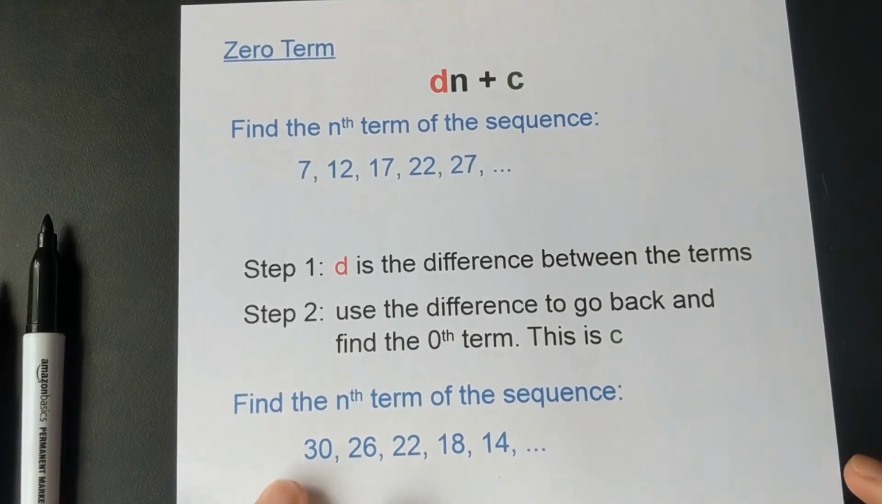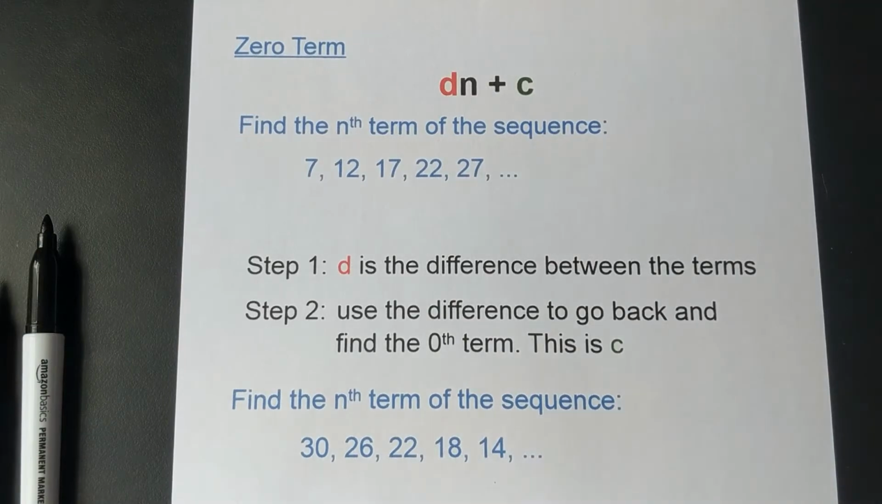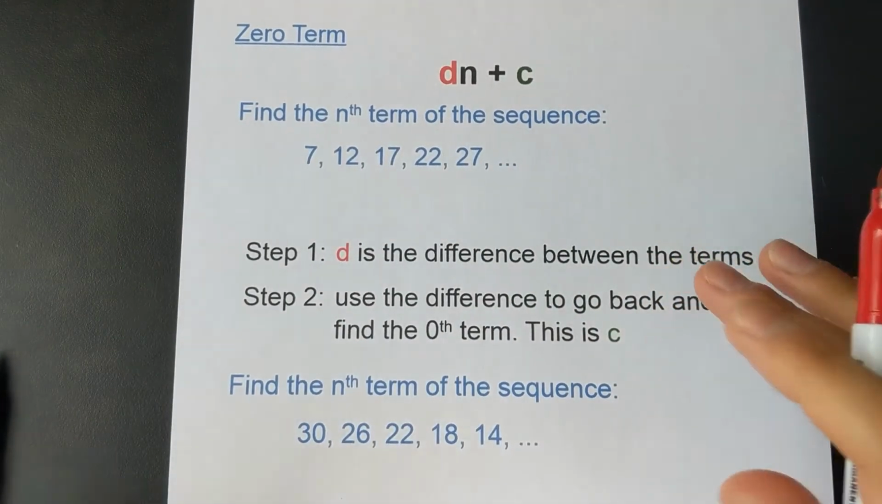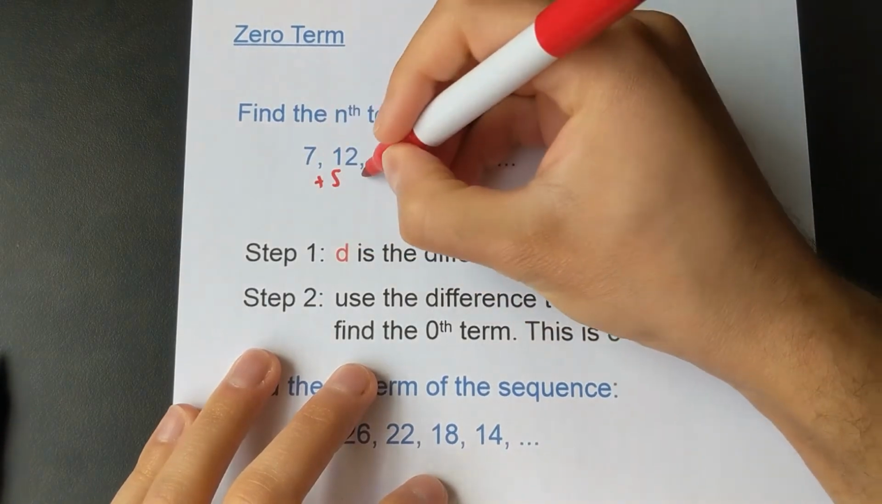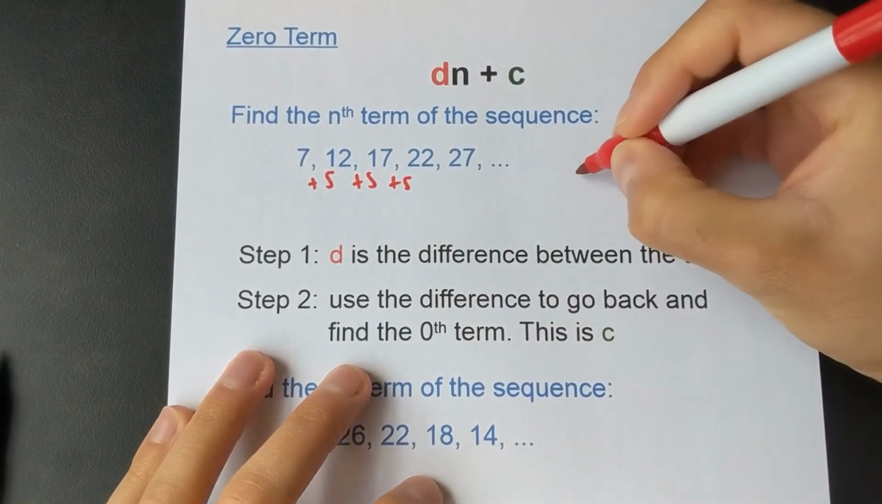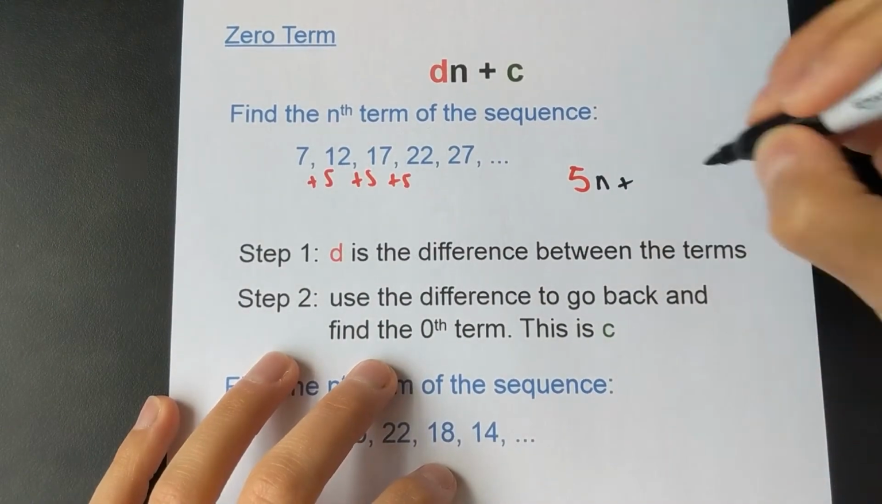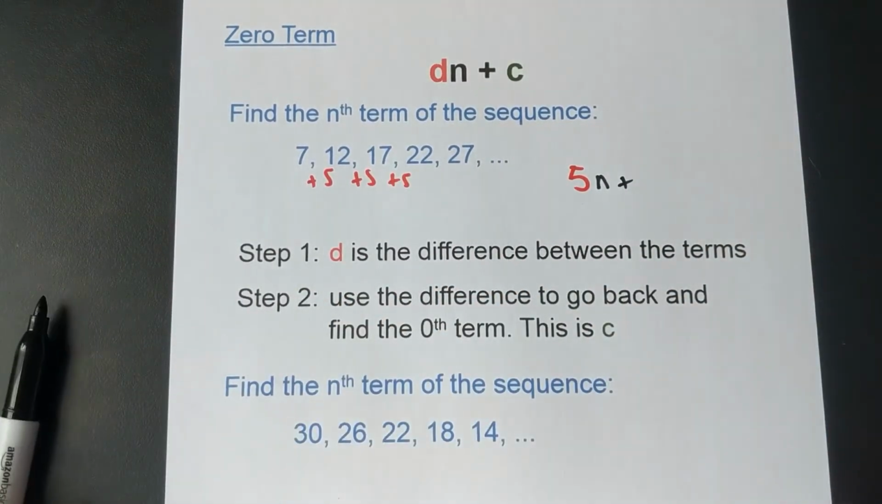With negatives, it starts off exactly the same. D is still the difference between the terms. Here it is still adding 5 each time, so it is going to be 5n, and then add or subtract something else.